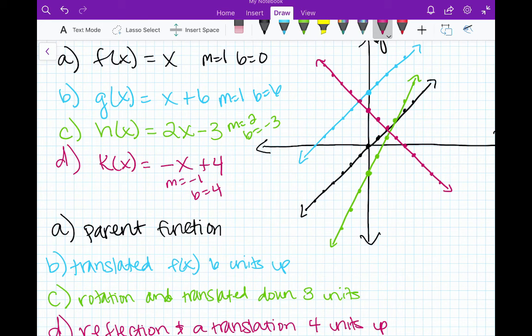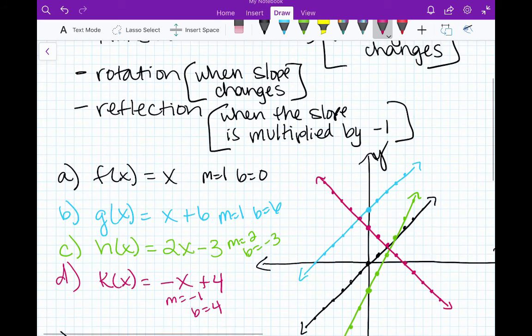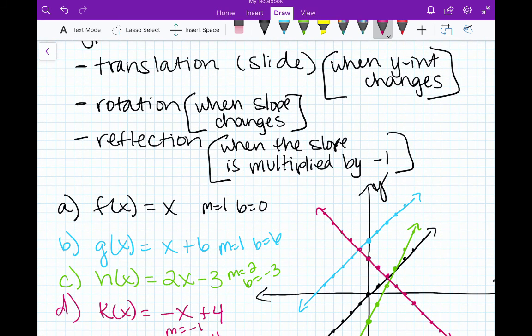And again, the rotation is because the slope of g of x is 1, the slope of h of x is 2. And so when the slope changes like that, that is a rotation. Make sure you know the difference between rotation and reflection. Reflection is very specific. And so just make sure you pay attention to that.